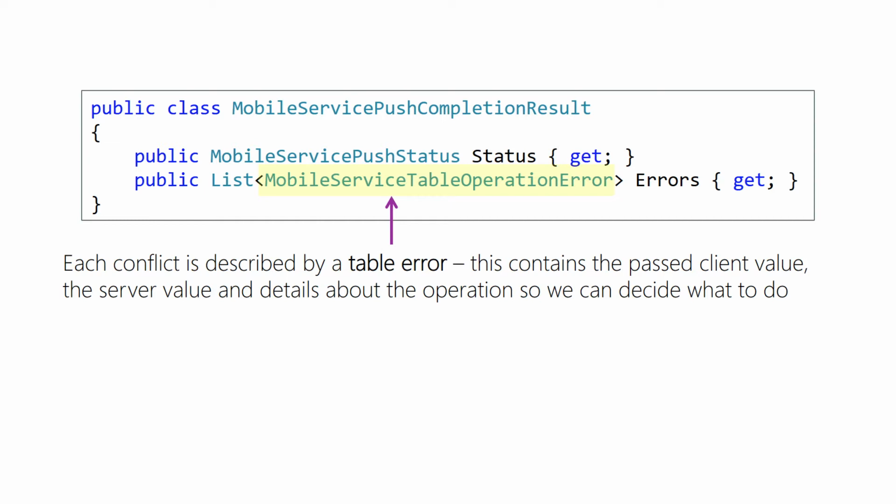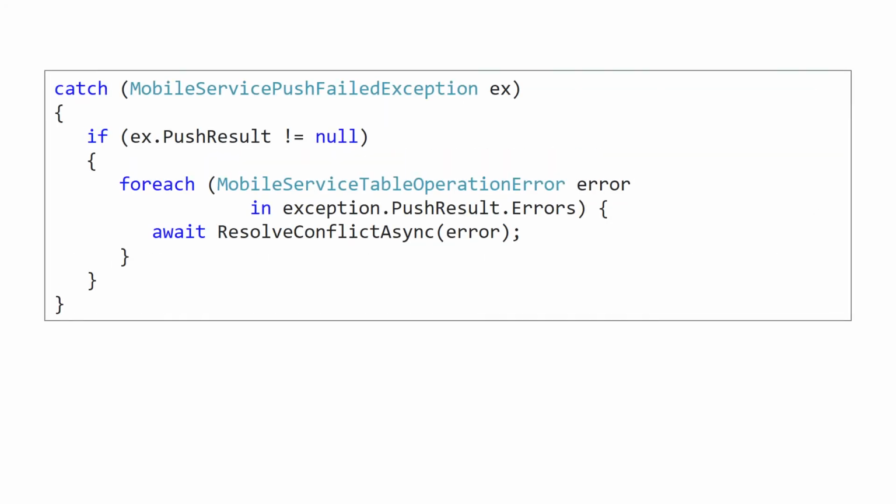Inside this exception is a list of table errors. Each one describes a single update failure. And the client must walk through this list and decide what to do for each conflict. Each conflict error is represented by a mobile service table operation error. This object contains the details about the conflicts as well as both the client and server DTO, so you can compare and decide what to do.